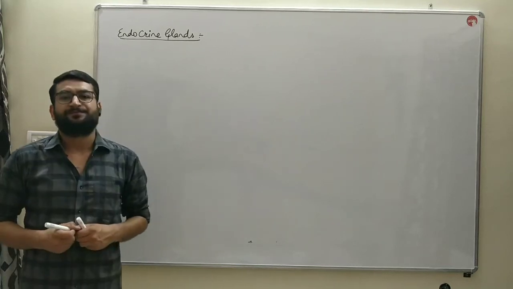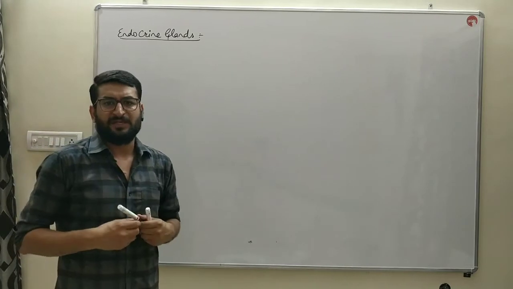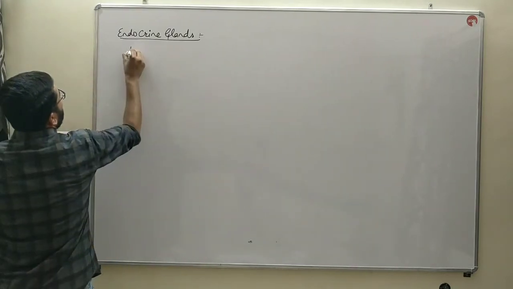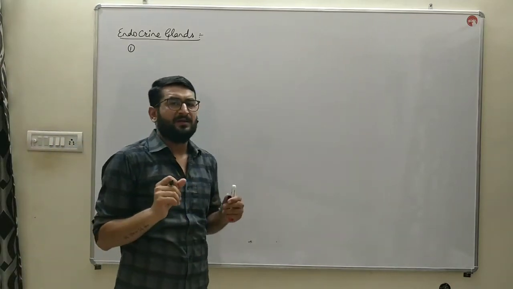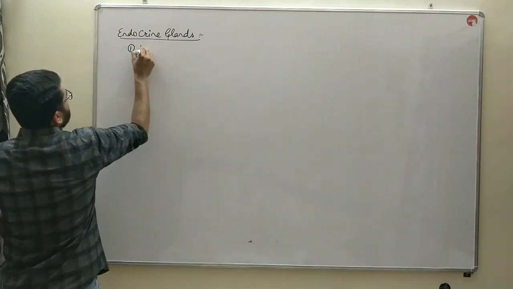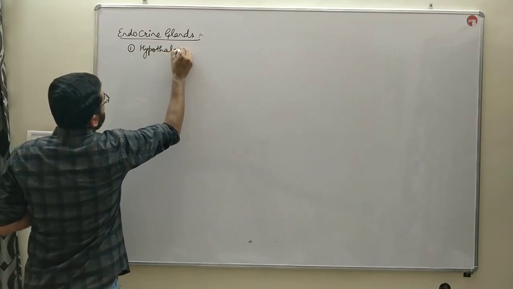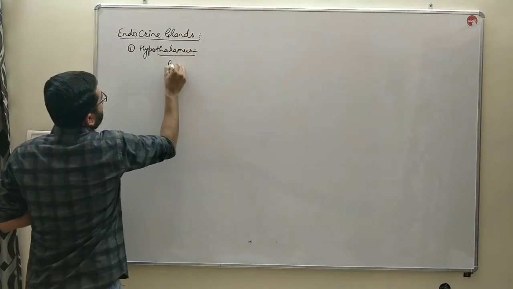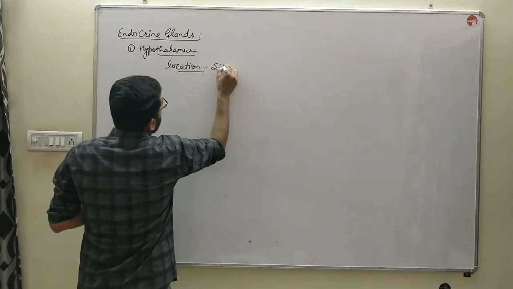Hello students, we are discussing the endocrine system in humans. Now we will discuss the glands of the endocrine system in humans in detail. The first gland which is in your syllabus is the hypothalamus. The location of that gland is that it is situated in the brain.